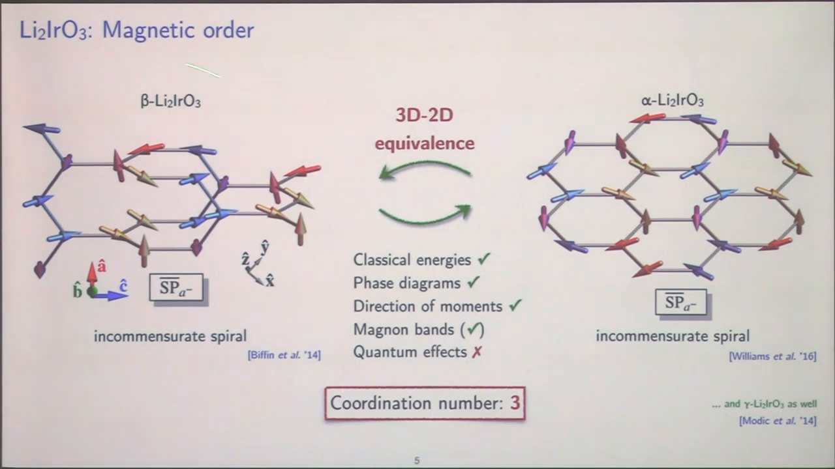So the main ingredient here is that both actually have the same coordination number. And this is different from other families of lattices in different dimensions, say the hypercubic lattices. There the coordination number changes with the dimension, and therefore there will be no such exact equivalence. But here this can at least happen because the coordination number is the same.